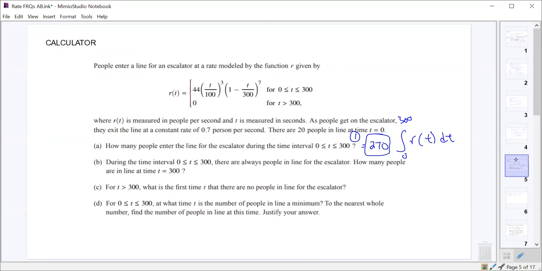Let's see, it's part C. For t greater than 300, what is the first time that there are no people in line? So after t equals 300, nobody is entering the line for the escalator. Apparently nobody cares about the escalator anymore after 300 seconds. How do we figure out when there are no people in line then? Just need to take the number that we had in line at 300 and do what with it?